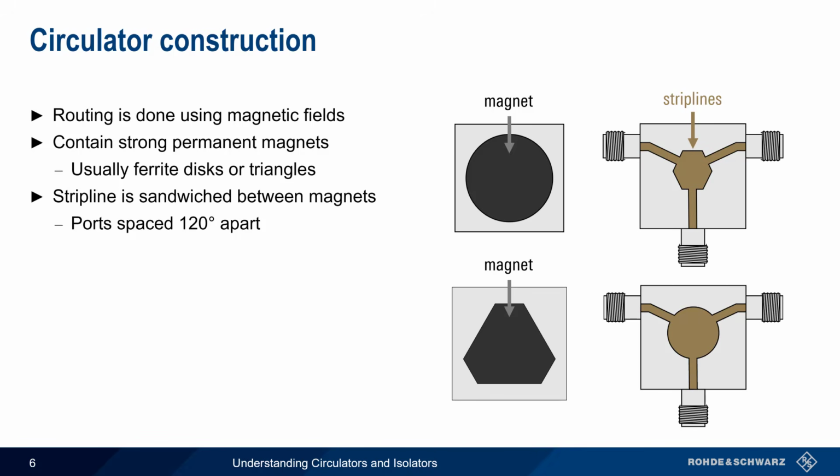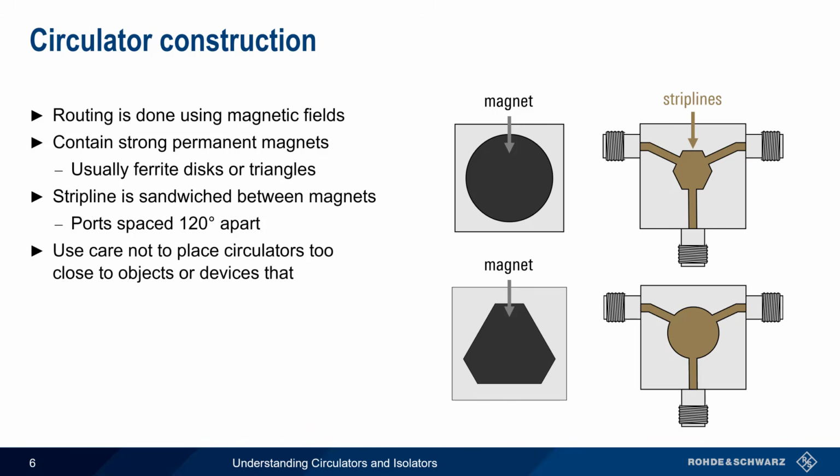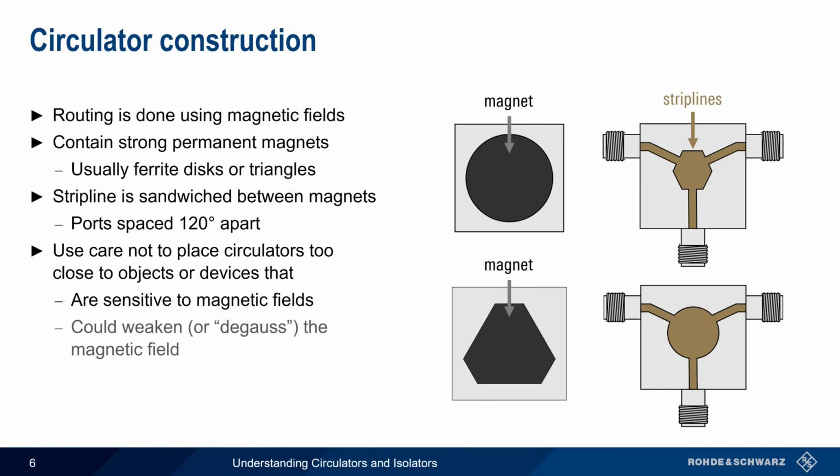Because they contain strong magnets, it's important not to place circulators too close to objects or devices that are either sensitive to the magnetic fields created by the circulator or to objects which might weaken or degauss the circulator's own magnetic field, since this could, in turn, degrade the performance of the circulator.